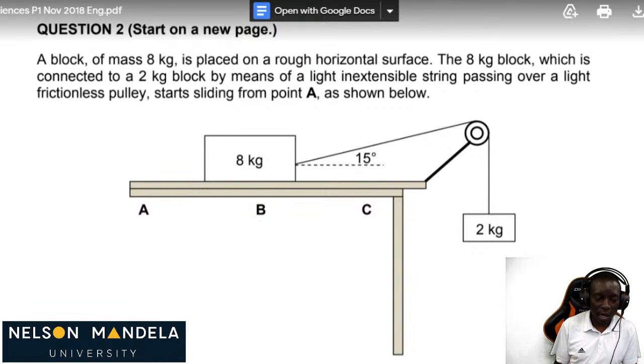So we can now state Newton's second law in words by saying: if a non-zero force, or a net force, acts on an object, the object accelerates in the direction of the force with an acceleration which is directly proportional to the force and inversely proportional to the mass. Maybe to start from here, force is mass times acceleration.